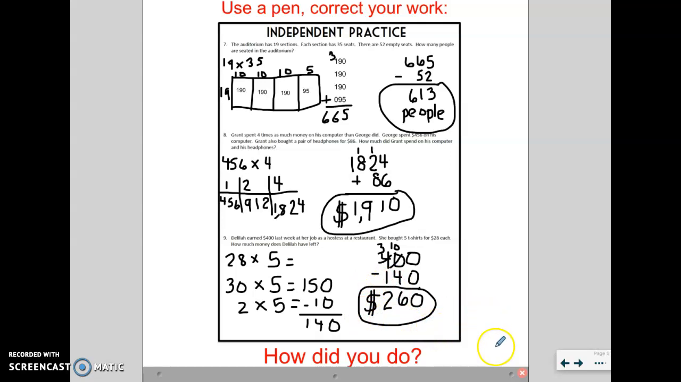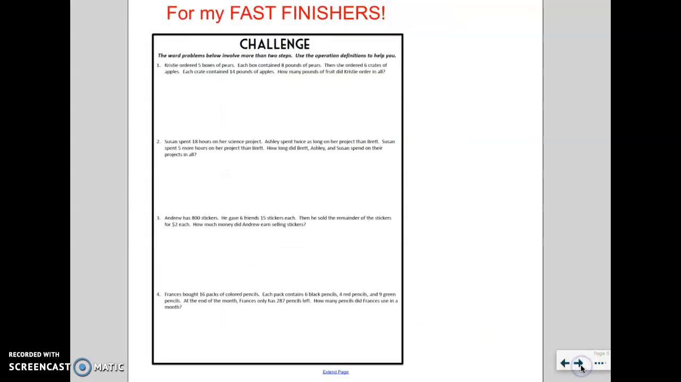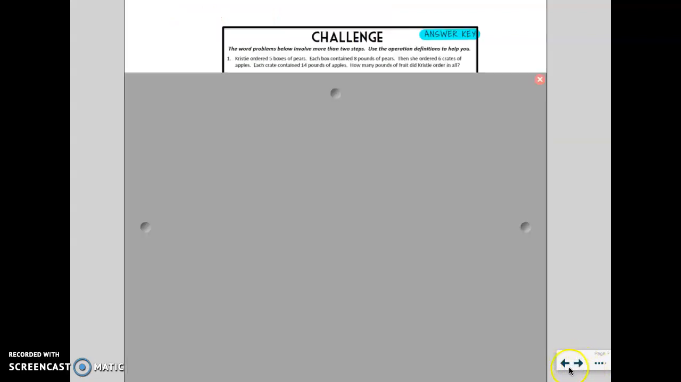Once you are done correcting, you can take a picture of your work and submit it to your teacher. For my fast finishers, there is a challenge page. It is not attached to the packet, but you are welcome to go ahead and give it a try. You could do one of the problems, 2 of them, or all of them. It's your choice. It is optional. You do not have to do it. And that is it.